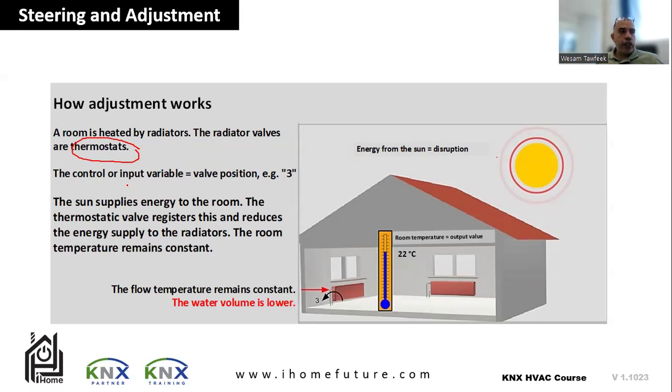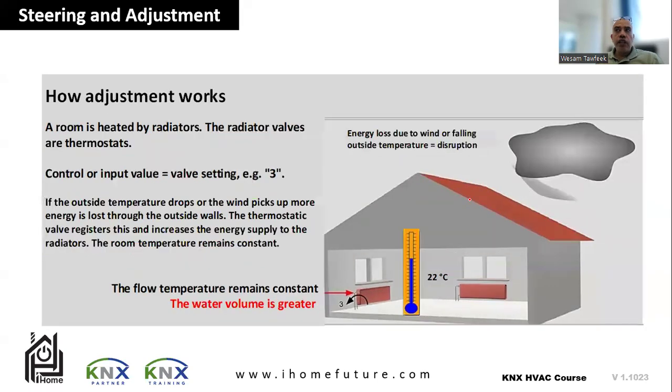So the control or input variable, the valve position, is 3. The sun supplies energy to the room. The thermostatic valve registers this and reduces the energy supply to the radiator. So it starts to lower the temperature coming from the radiator by around 3 C to make sure that the temperature in the room is always 22 C. Okay, so the flow temperature remains constant. The water volume is lower to decrease the supply from the radiator by the 3 C to make sure that the sun effect is calculated and adjusted.